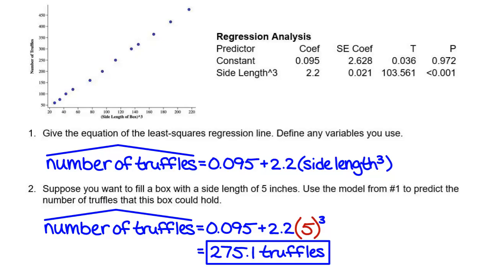Since it's a prediction, I can have decimal values. My prediction can have decimal values. The actual value would not have parts of truffles, but a prediction from a model can have decimals. We're going to tend to see the same thing with anything else. If it makes sense to round it, if you said about 275 truffles, I would absolutely accept that, because 275.1 is about 275. So if you round it to the unit that makes the most sense, as long as you use a word that indicates that you rounded it, that would be perfectly fine. So don't say exactly 275, but you could say about 275 and you'd be fine there.